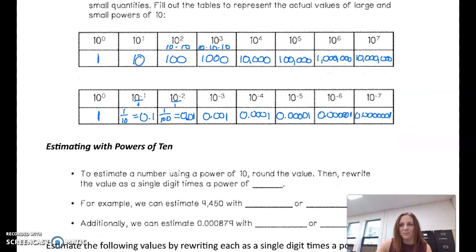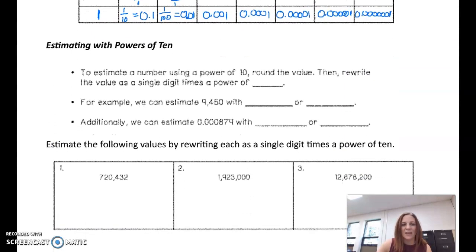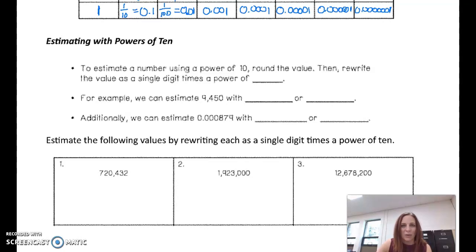So to use that, we're going to say estimating with powers of 10. So to estimate a number using a power of 10, round the value. We're going to round it to its leading digit. Then rewrite the value as a single digit times a power of 10. So we're going to round it and then rewrite it times a power of 10.